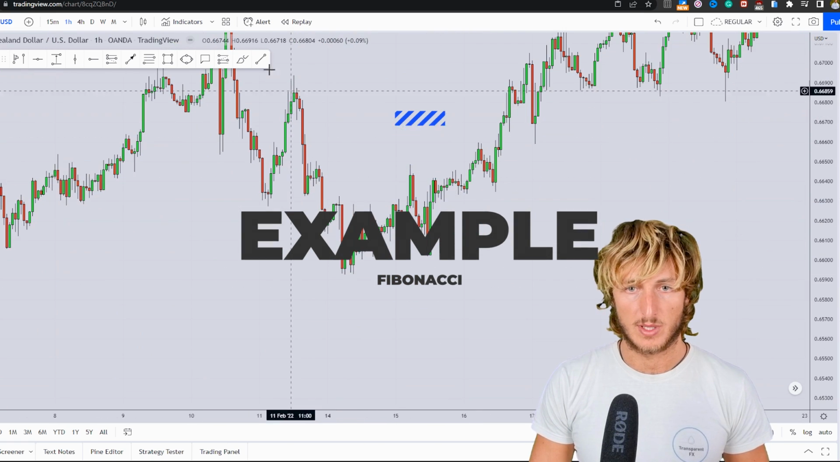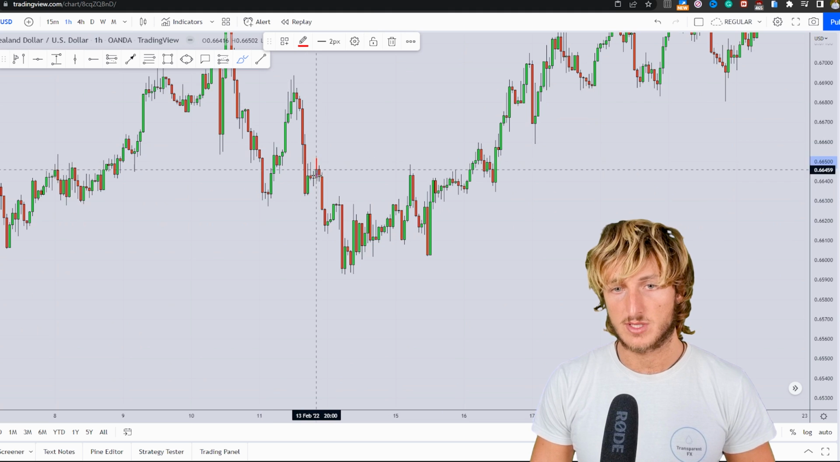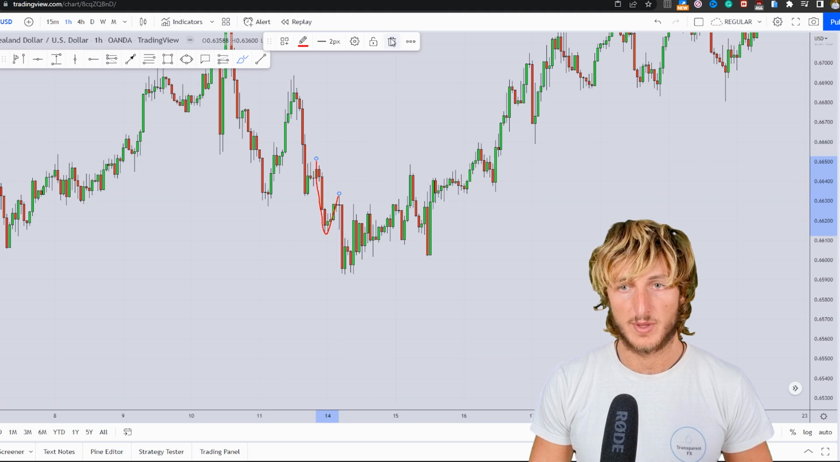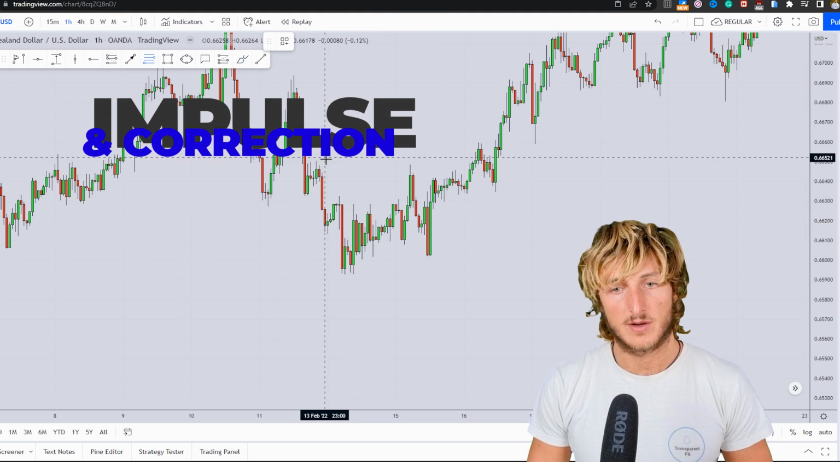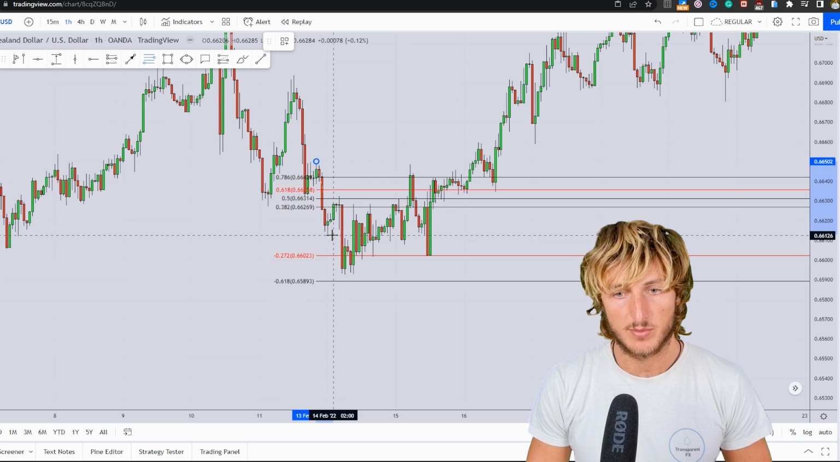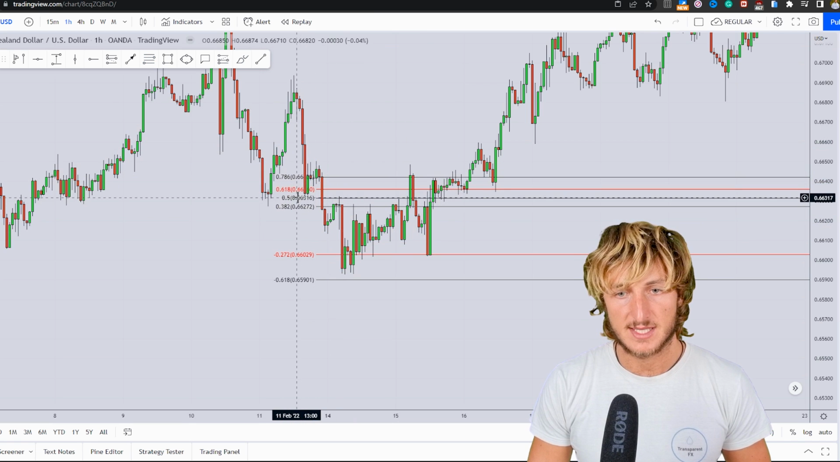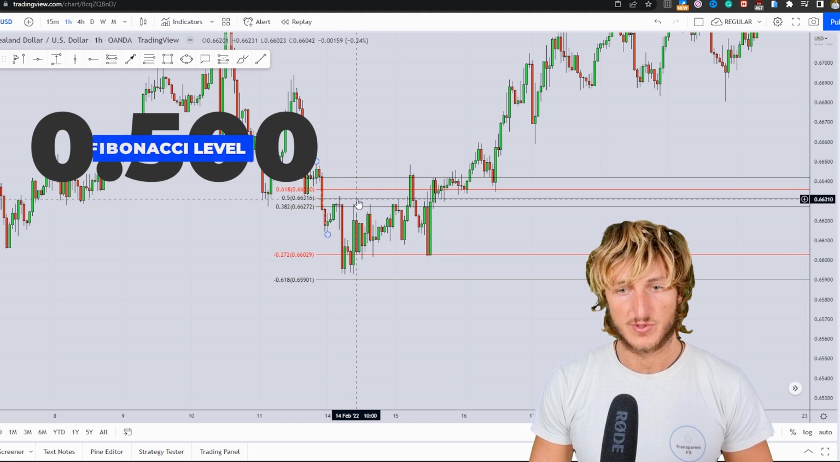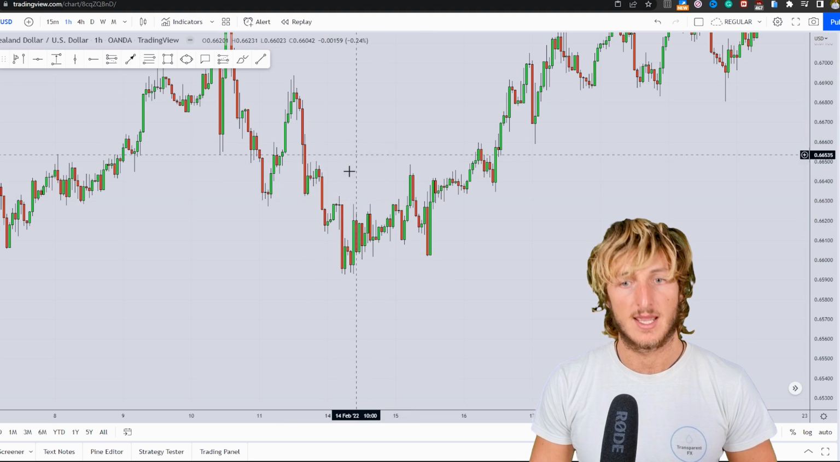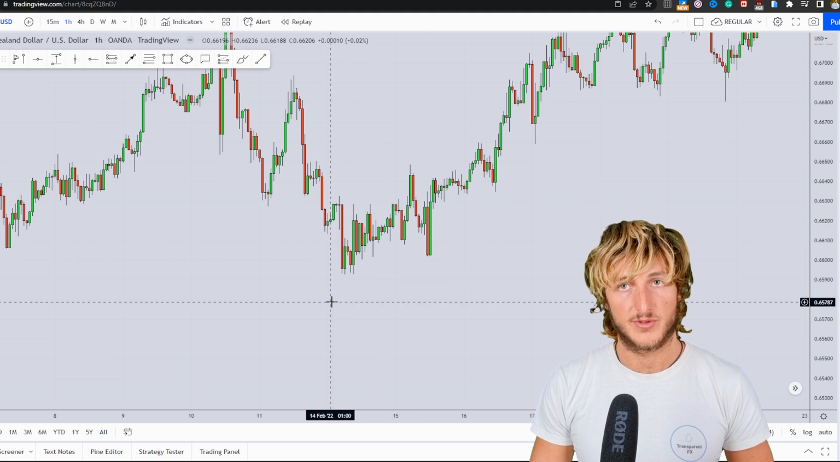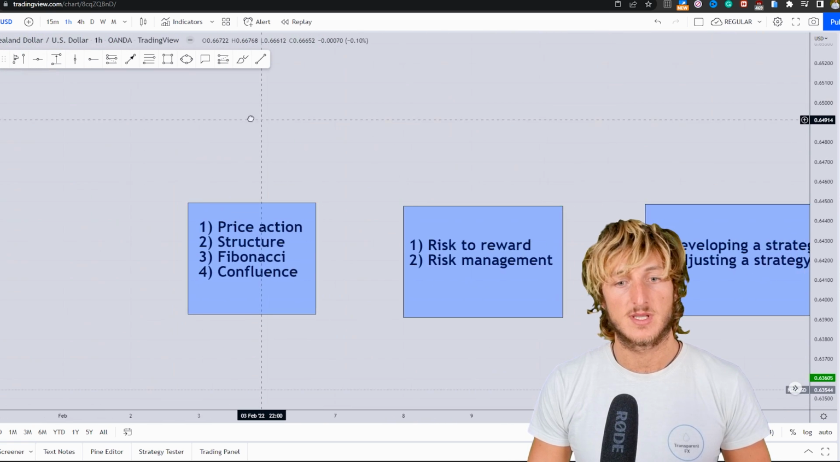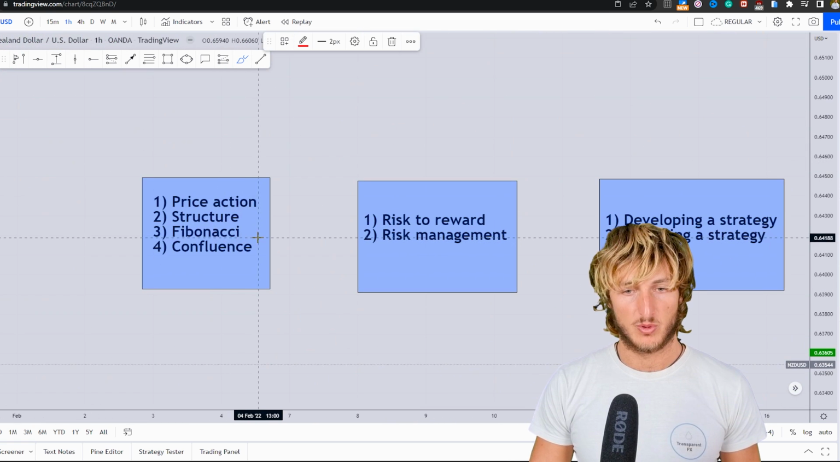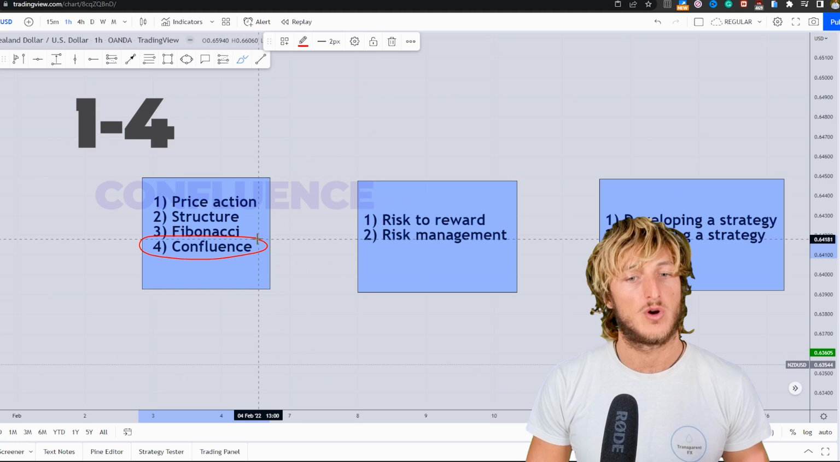For example, what we can clearly see here, going back to the previous example, we have an impulse to the downside followed by this correction. If we are to take our Fibonacci from the high to the low of this impulse, we can see how the market stopped exactly at the 50%, which was at the same level of this previous support and resistance before rejecting to the downside. And the fact that we were at the same level of this previous support and resistance brings me to the last point of the strategy, which is confluence.